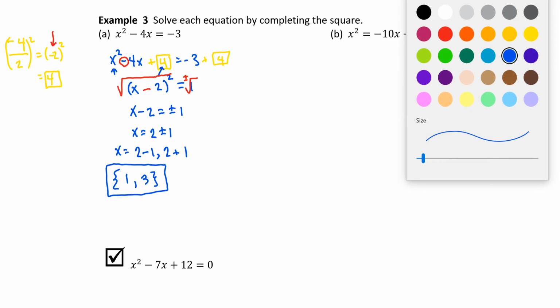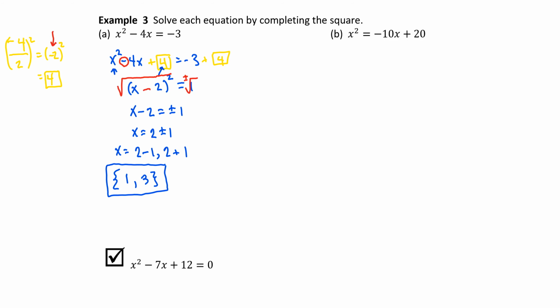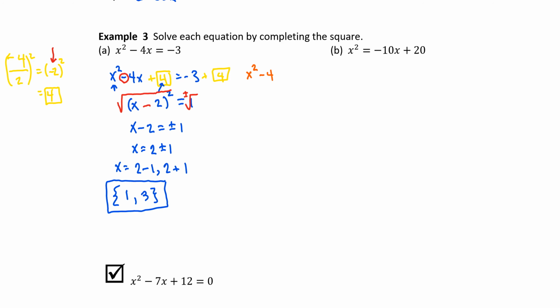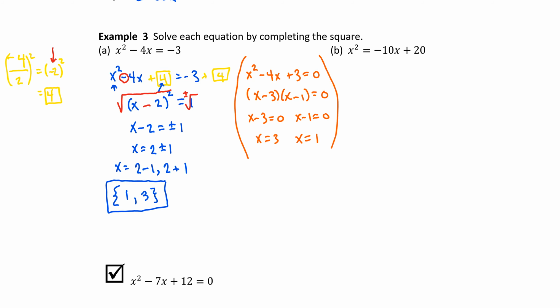So we solved that by completing the square, but I do want to point out this one could also be solved by factoring. So let me go back to the beginning of the problem, and I'm going to set it equal to 0, so I'm going to add 3 to both sides. Notice we could factor this one as x minus 3 times x minus 1. We could set each factor equal to 0 and solve for x, and we would get the same 2 answers, okay? So on this particular quadratic equation, we could solve it by factoring, and we happen to solve it by completing the square. But hopefully you see that we got the same answer either way.